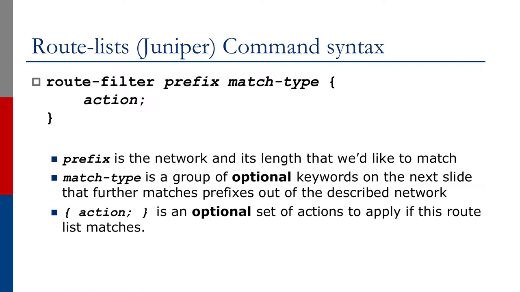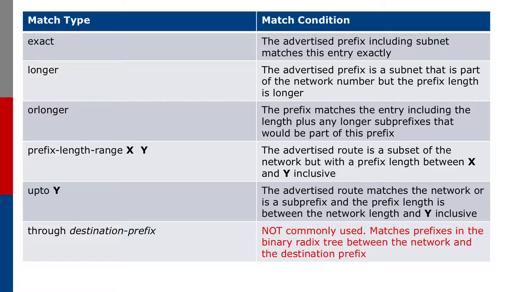So prefix, like we've said, is a network and its length that you're trying to match. Match type is a group of optional keywords, and then we shall see how the actions work. This slide shows you the different match types and the conditions under which they will match. So match type exact means the advertised prefix, including the subnet mask, must match this entry exactly. This is similar to typing the Cisco ip prefix-list without any LE or GE entries.